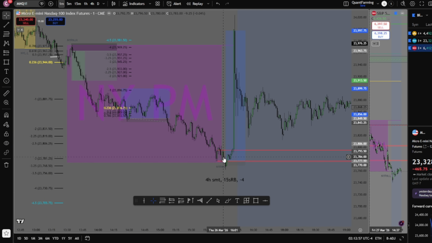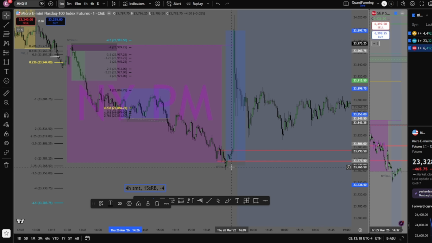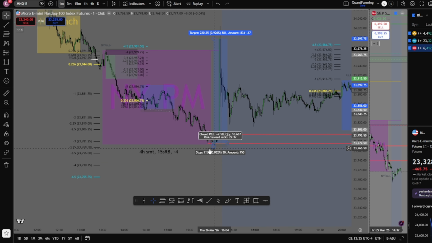As you could see, we had price take out PM low right here. We also had a higher time frame SMT and a 15-second rejection block. And we had our -4. Ended up entering those longs, risking 7.5 points, and that played out to perfection.